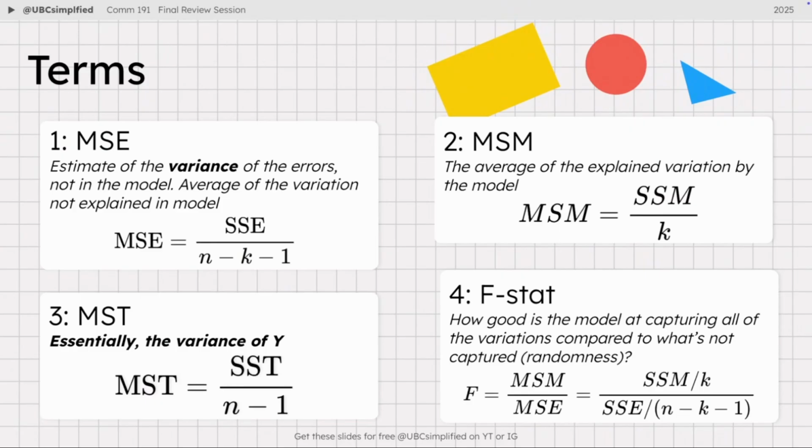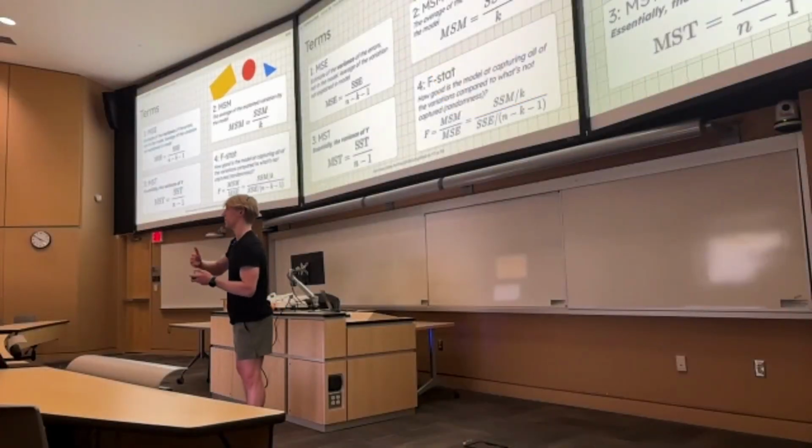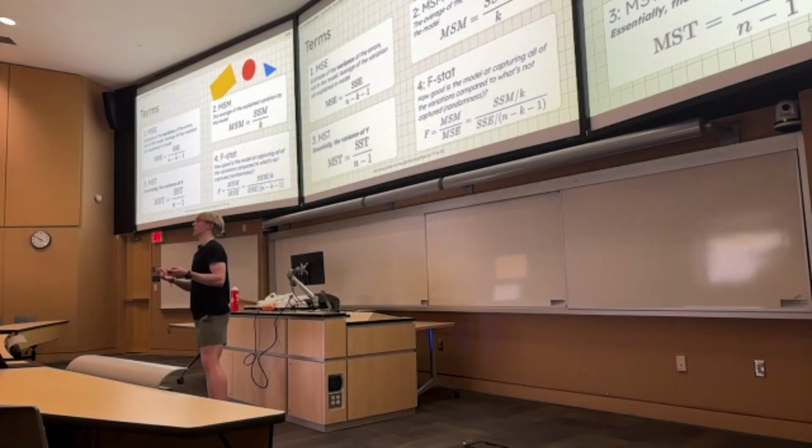Now, lastly, you take those two terms: you take the mean of squared model, divide that by the mean of squared errors, and you get the F-stat. That is basically similar to R squared; it shows you how good the model is at capturing the variations as opposed to what's random. So if you have a higher MSM, you'll have a higher F-stat, which will mean a lower p-value, which means that odds are your model will be good.